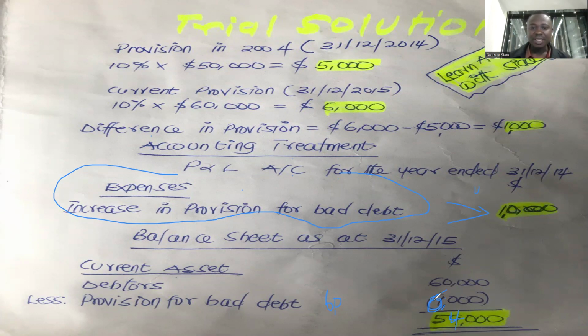So in summary, whenever we say that there is an increase in provision, we mean that the provision that we have made for this year, when compared to the previous year's provision, is more than that of the previous year. So we just have to find the difference and determine the increase. Then we take the increase as an expense, and that increase will go to the profit or loss account. And then the new provision will be taken to the balance sheet in order to reduce the debtors figure. So this is all about increase in provision for bad debts.